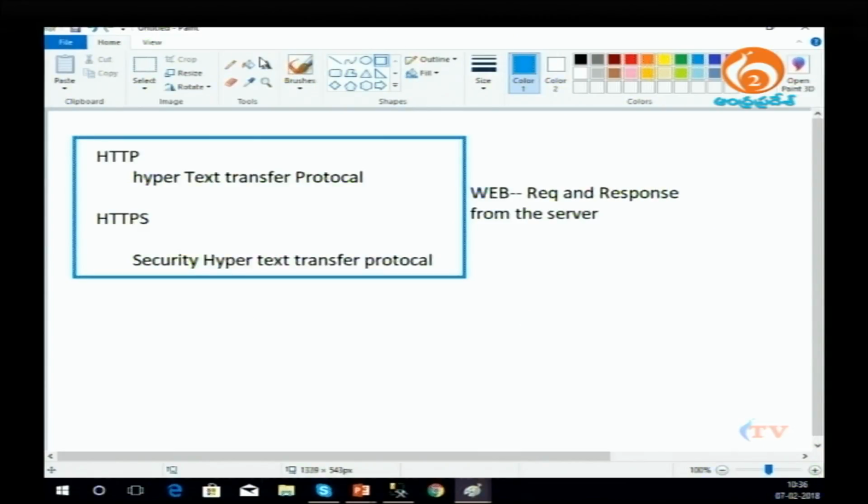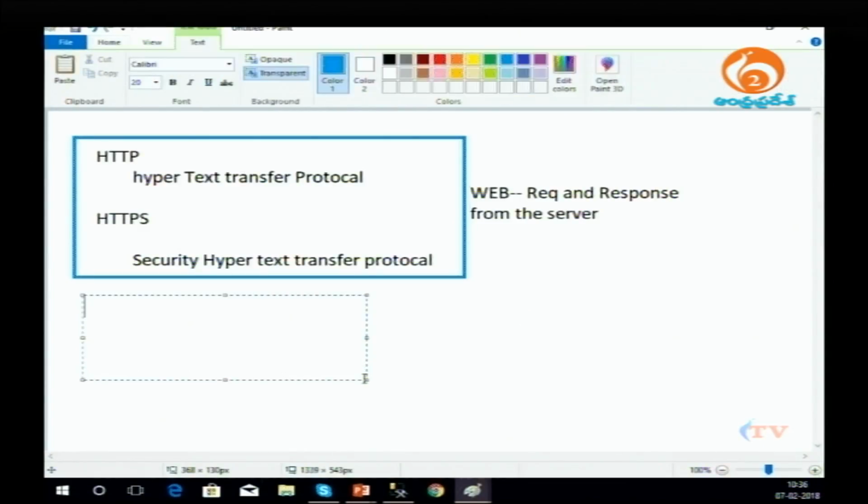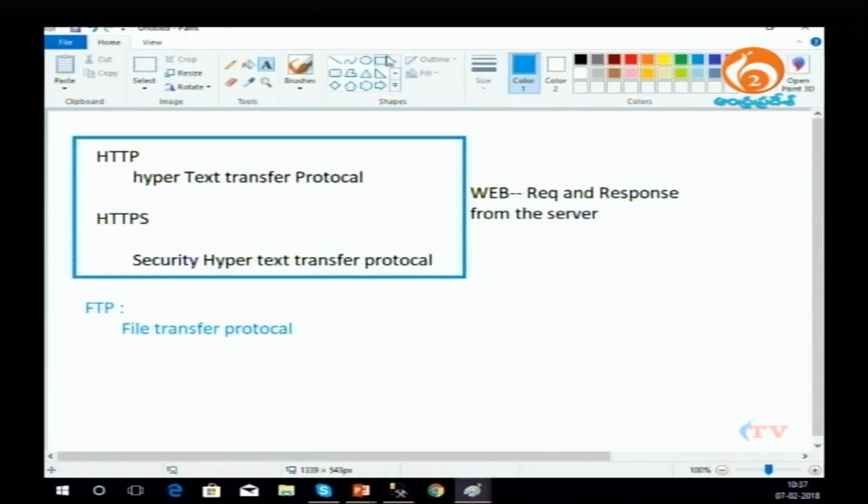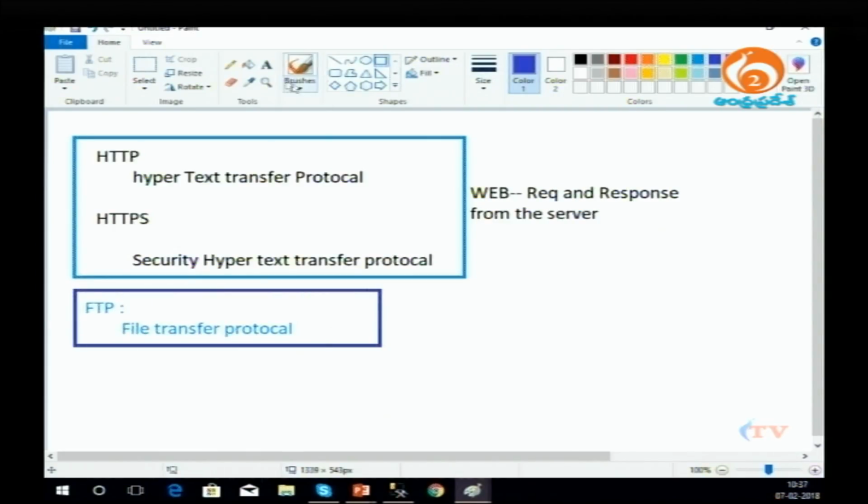All right. So, what is the next protocol we have? The next protocol is FTP, right. The name of it, we can call it file transfer protocol. So, what does this protocol do? Where can we see the exact implementation of this FTP protocol? It is pretty simple.